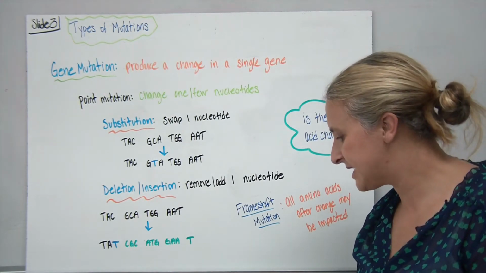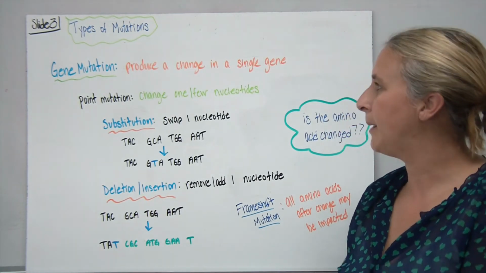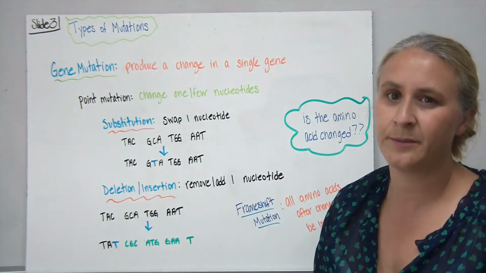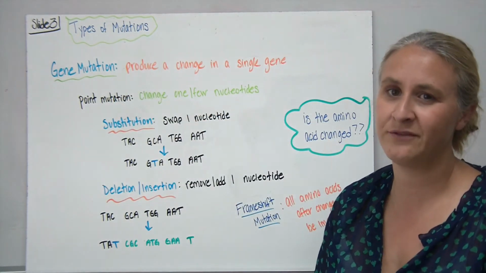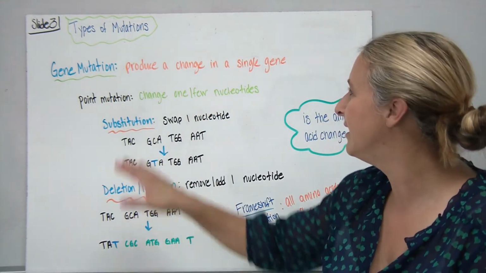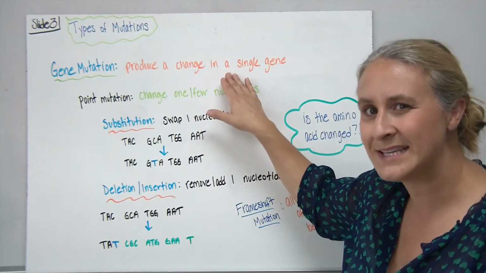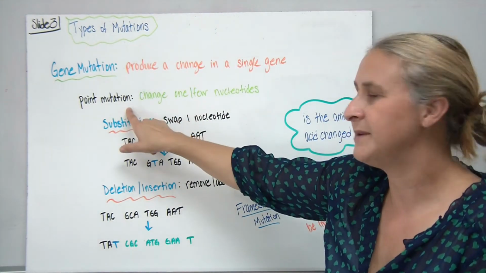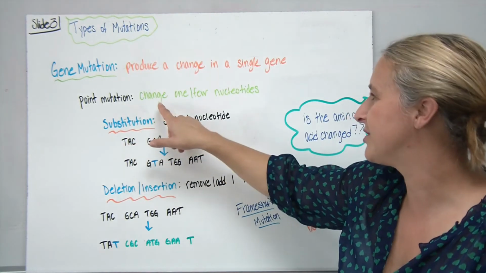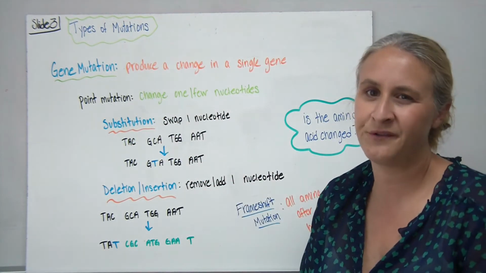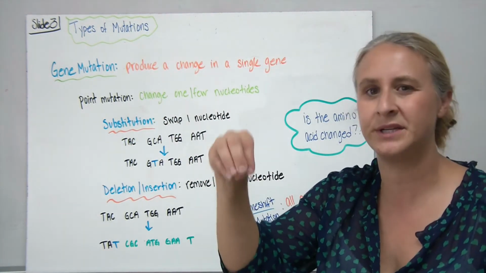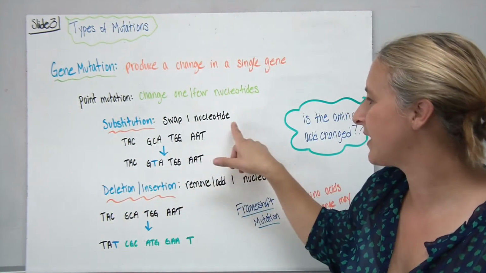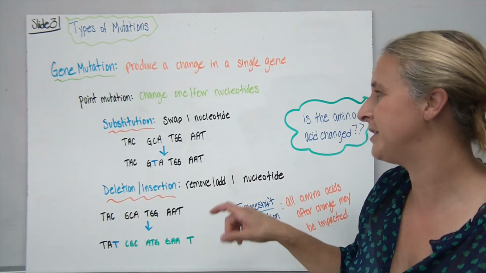There are several different types of mutations that can happen. Sometimes we can talk about gene mutations. So we would actually have a mutation in a specific gene, and this would produce a change in a single gene. Sometimes we can call point mutations changes in one or a few nucleotides, a specific point on a gene. So there are a couple of different types of point mutations.